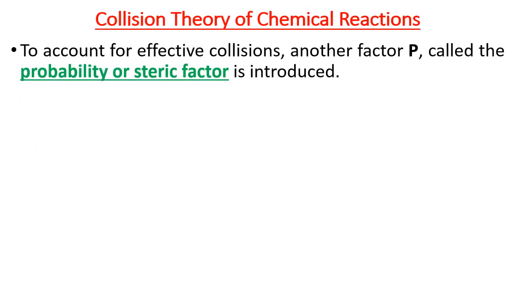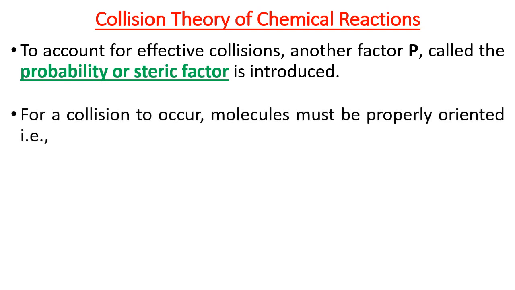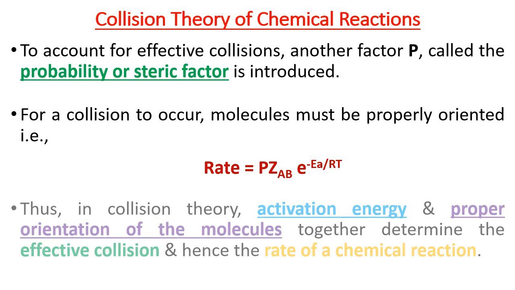To account for the effective collisions, another factor, that is capital P, which is called probability or steric factor, is introduced. For a collision to occur, molecules must be properly oriented. That is, rate is equal to P into Z_AB into e to the power minus Ea divided by RT. Thus, in collision theory, activation energy and proper orientation of the molecules together determine the effective collision and hence the rate of a chemical reaction.